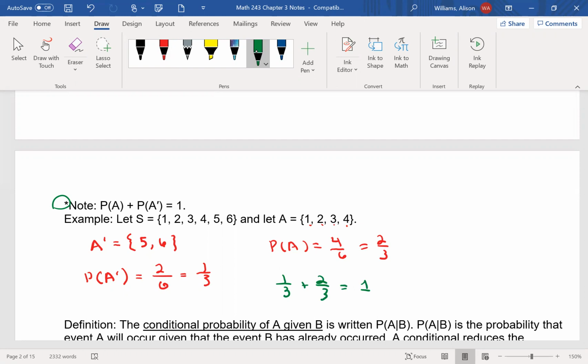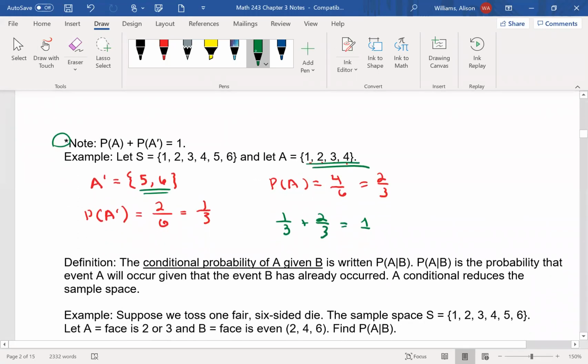But it also works conceptually because if the complement is representing everything not accounted for in A in the sample space, A and its complement are always going to total up to the entire sample space. Every outcome is going to be accounted for in A and A prime.